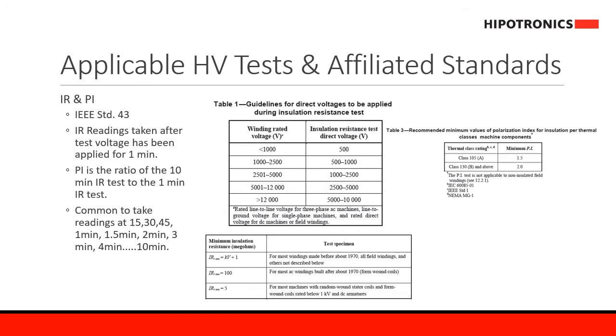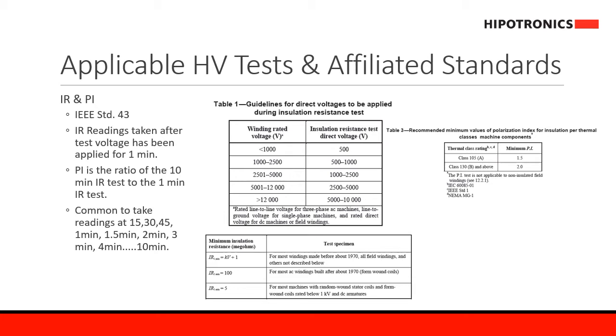Moving to the IR and PI test, the insulation resistance and polarization index test of an electric motor or generator have been regarded as a useful tool in evaluating its winding for the buildup of dirt or moisture or deterioration of the insulation. The IEEE standard number 43 covers the procedure for determining insulation resistance and polarization index in detail.